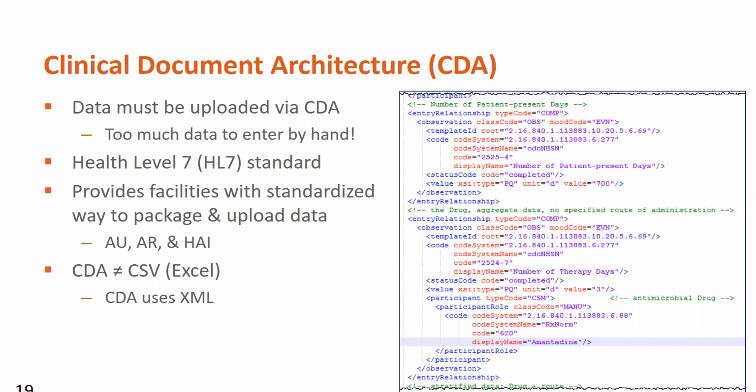All you need to know really about CDA is the fact that it is a standardized format. So all facilities and vendors are following the exact same format when they're uploading their data into NHSN. I did include a screenshot here on the slide, and all I want to convey with the screenshot is the fact that this is a CDA file that is different from and not the same as a CSV or Excel file. We do not accept CSV files. It has to be a CDA file that uses the specific XML coding.